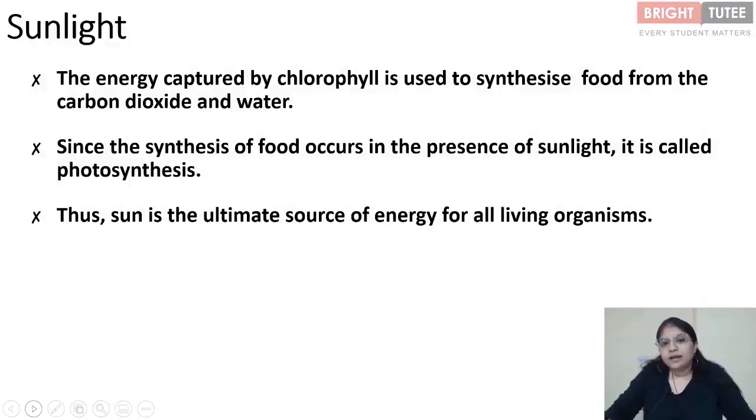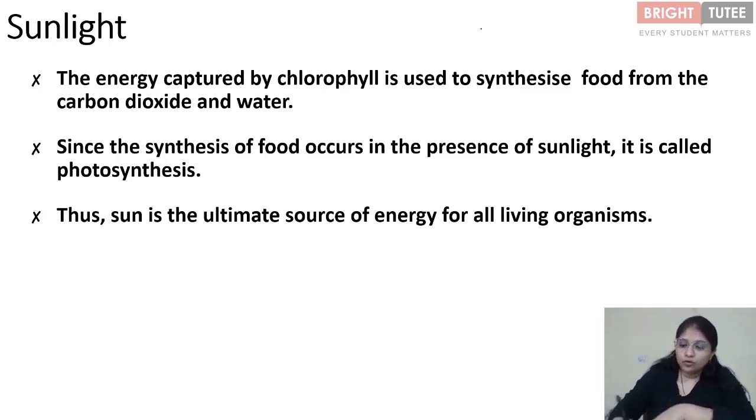We know that sunlight is a kind of light energy, right? And this energy, which is captured by chlorophyll, is used to synthesize the food from the carbon dioxide and water. We need sunlight for photosynthesis to occur. That is why the process is called photosynthesis.